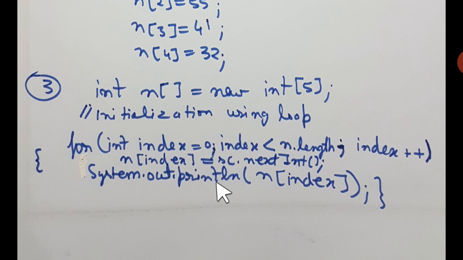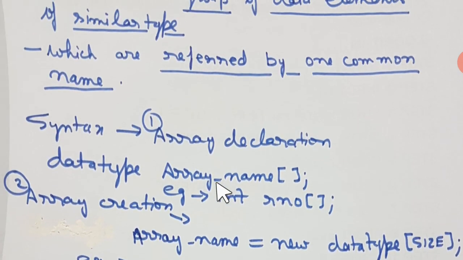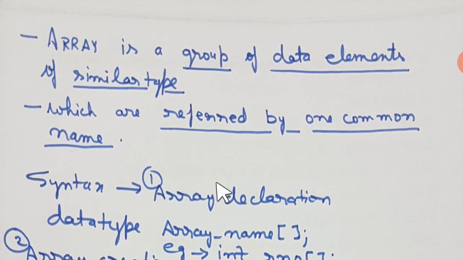Alright, now I'm going to discuss what is an array. So students, you can always remember this definition. Array is a group of data elements of similar type which are referred by one common name. So you will combine these two statements, then you will have the definition of the array.